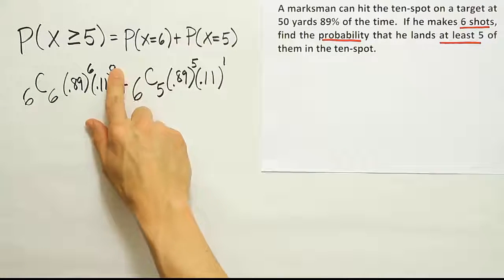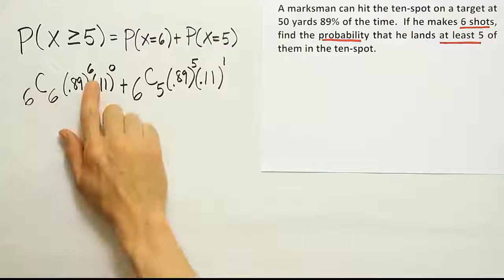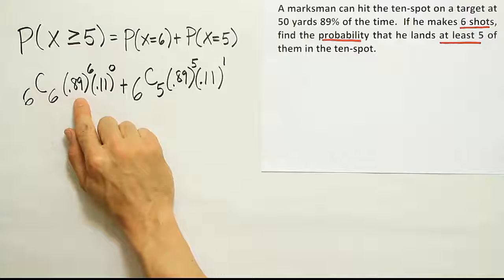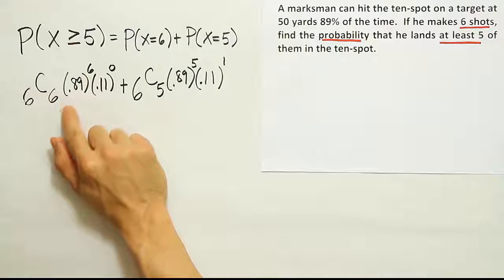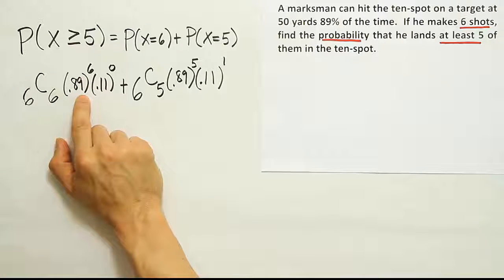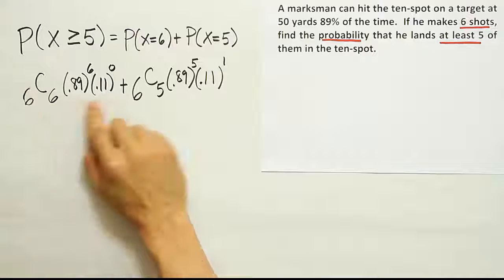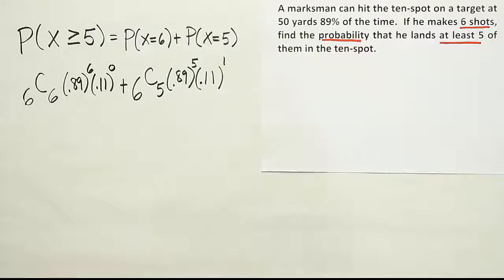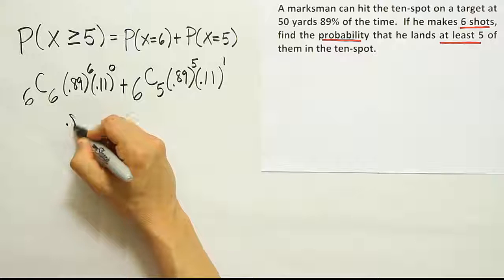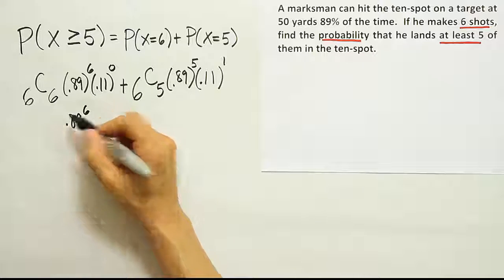This is just to the 0 power. In fact, you can see that because all of them are behaving the same here. All the shots go in, right? They all land in the 10 spot. In that case, you could have just used the straight multiplication rule, because this term is just 1, this term is just 1. So in the end, this whole thing reduces to 0.89 to the 6th power, right?